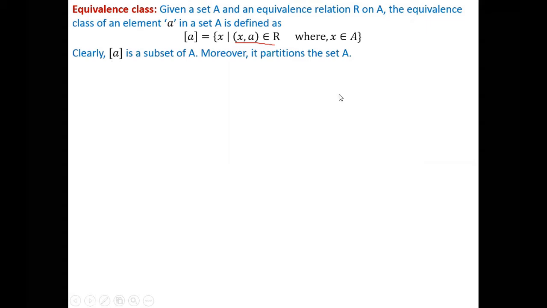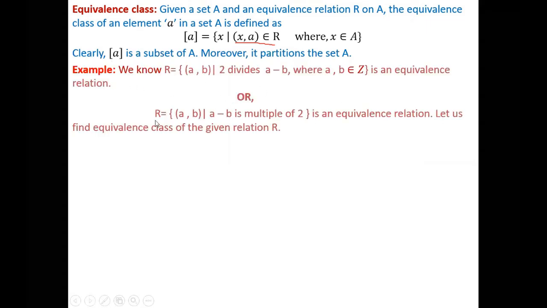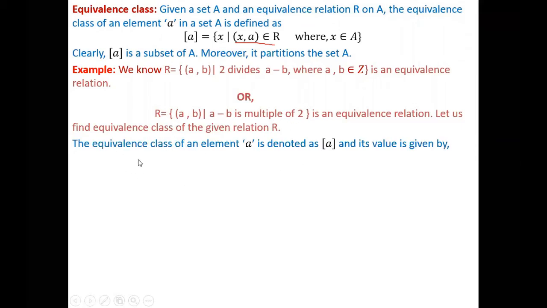Now let us take an example, a relation R where a minus b is a multiple of 2. Sometimes this is also said to be a equivalent to b mod 2. So let us find the equivalence class of the given relation. This is the relation R. Now the equivalence class of a is those x where (x, a) belongs to R, that means x is related with a.